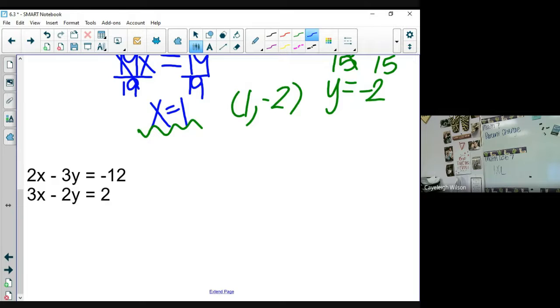So you're gonna multiply both of them by something. So we're gonna take a vote. Do we want to eliminate x or y? Raise your hand if you want to eliminate x. Raise your hand if you want to eliminate y.